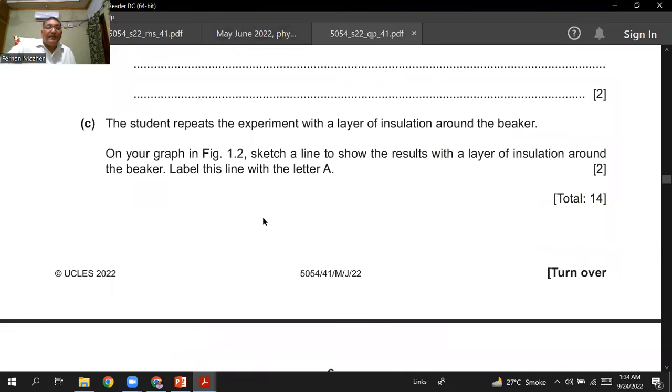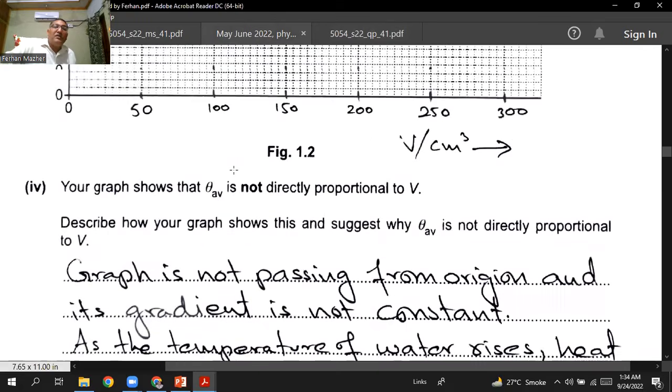Okay, so that was the marking scheme. The student repeats the experiment with a layer of insulation around the beaker. On your graph figure 1.2, sketch a line to show the results with the layer of insulation around the beaker. Label this line with the letter A.